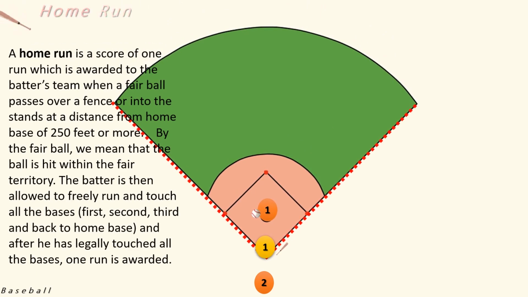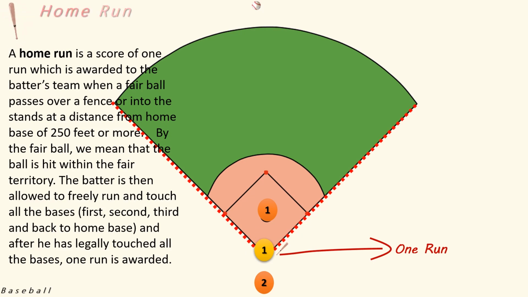A home run is a score of 1 run which is awarded to the batter's team when a fair ball passes over a fence or into the stands at a distance from the home base of 250 feet or more. By fair ball, we mean that the ball is hit within the fair territory. The batter is then allowed to freely run and touch all the bases, that is first base, second base, third base and back to the home base. And after he has legally touched all the bases, 1 run is awarded.